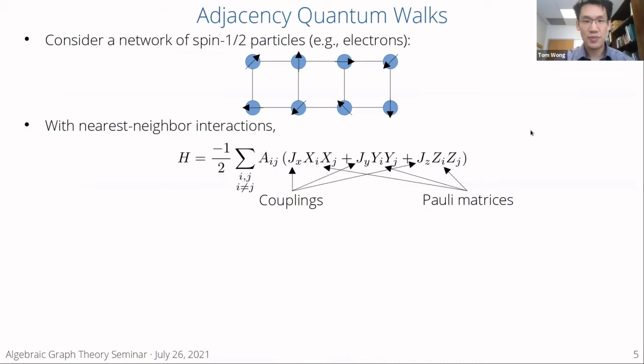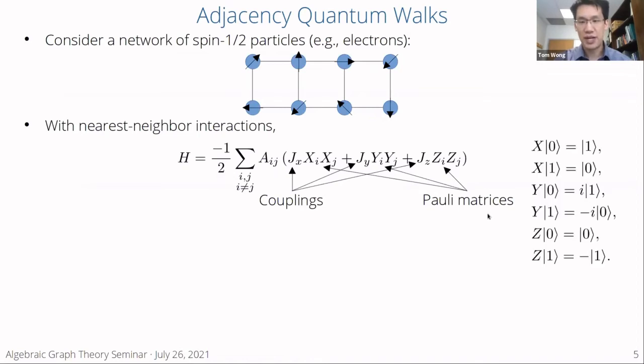So Xi would be the Pauli X matrix acting on spin i, and then this would be the Pauli X matrix acting on spin j. And so here we have 8 spins. And just to remind you, of the Pauli matrices, X is the NOT gate in quantum computing. It flips 0 to 1 and 1 to 0.